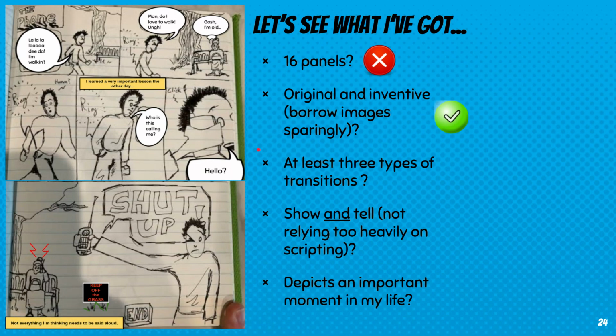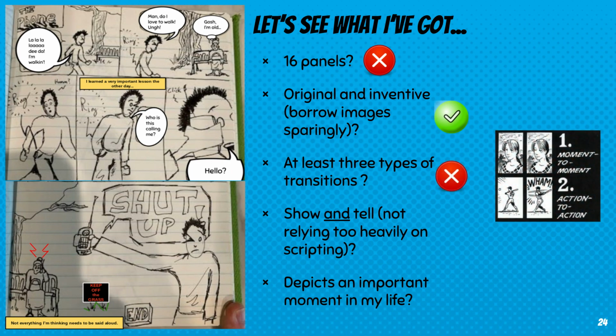Next, has at least 3 types of transitions. My comic doesn't. My comic only has moment-to-moment transitions like this one, right? From this moment to this moment, and action-to-action transitions, right? From the moment he reaches into his pocket to pulling out and putting it to his ear, right? So I would need to make sure that in those additional panels that I draw, I come up with a third type of transition, maybe a non sequitur, maybe an aspect to aspect, etc. Again, if you need to review, go back to chapter 3 of McLeod's text.